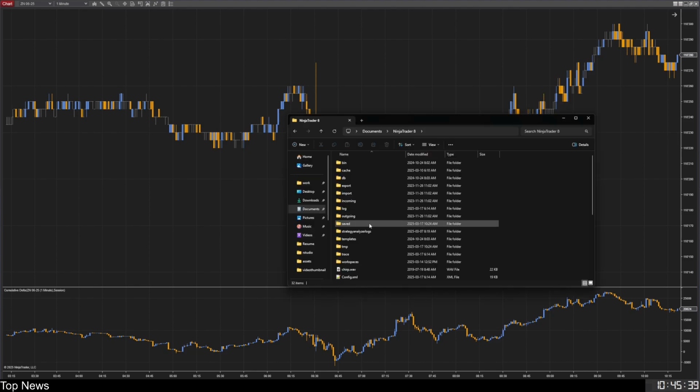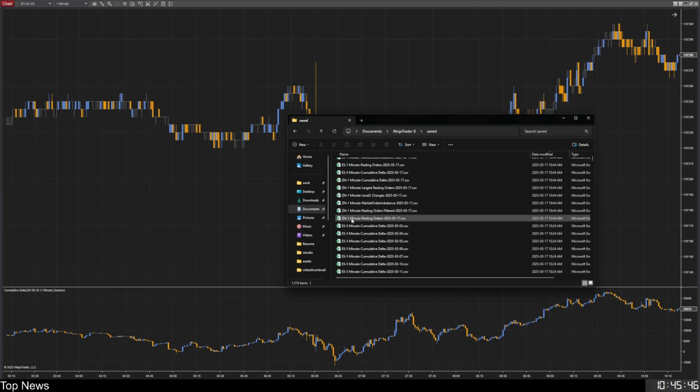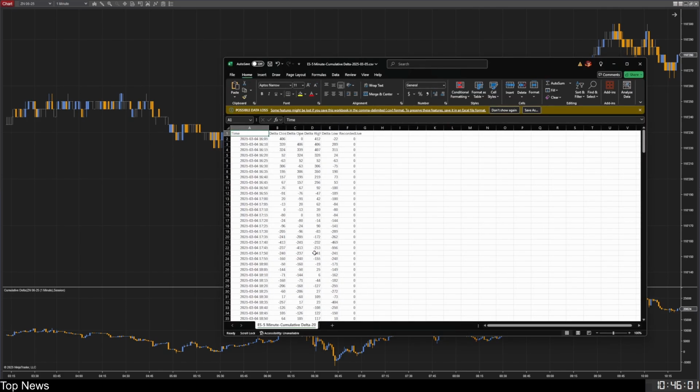And these files are saved in the saved folder under your Documents NinjaTrader 8 folder. You can see here. And the file name, depending on the settings that you set in the indicator, goes something like the instrument, the name of the indicator, and the date. So we can come in here and we can look at a past day. You can open it up in a text editor or inside of Excel. And here you can see all of the different values, the open, high, low, close for delta, and also this additional column that tells you whether this data was constructed from tick replay or whether it was recorded live.